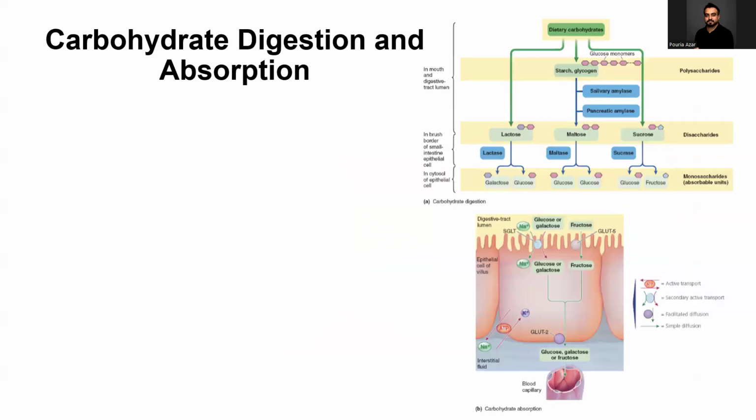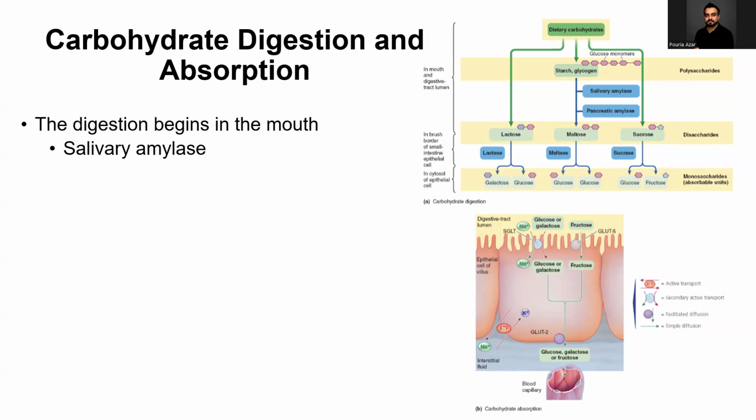So here is the digestion of carbohydrates. Actually, the top picture shows the digestion, and the bottom picture shows the absorption. So we have digestion and absorption in this picture. When we eat food, let's say a high carb meal or a meal that contains carbohydrate, which can be fruits, vegetables, dairy products, the digestion of carbs starts in the mouth.